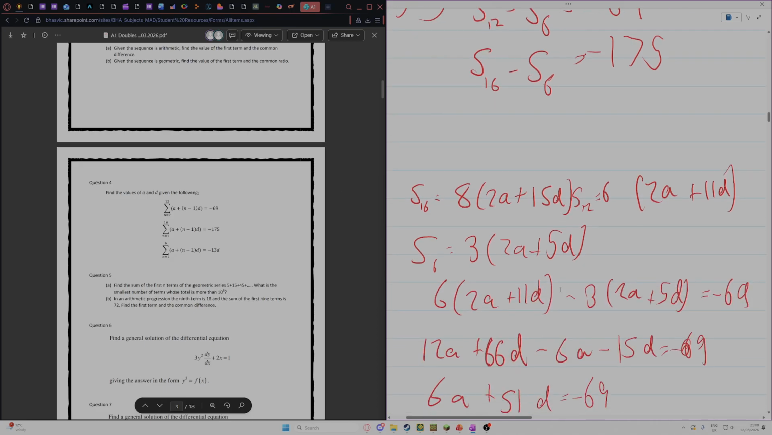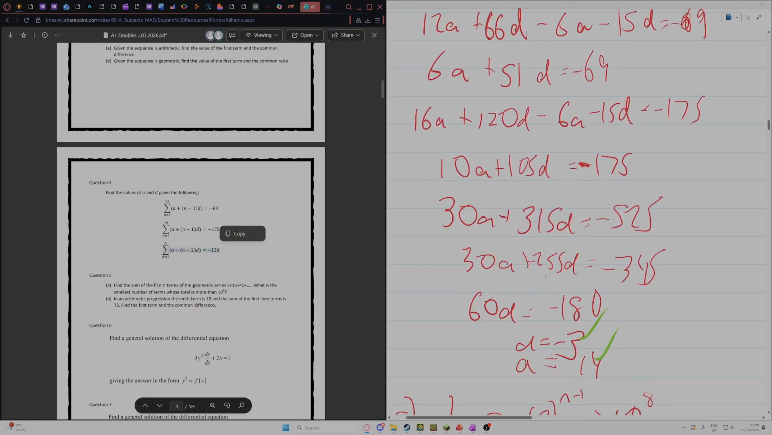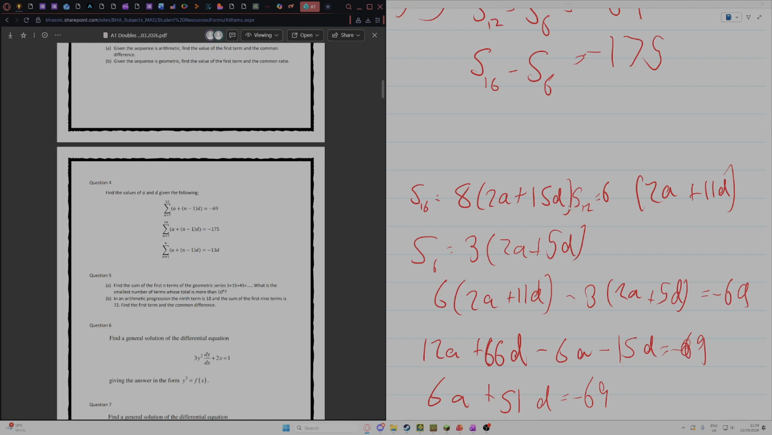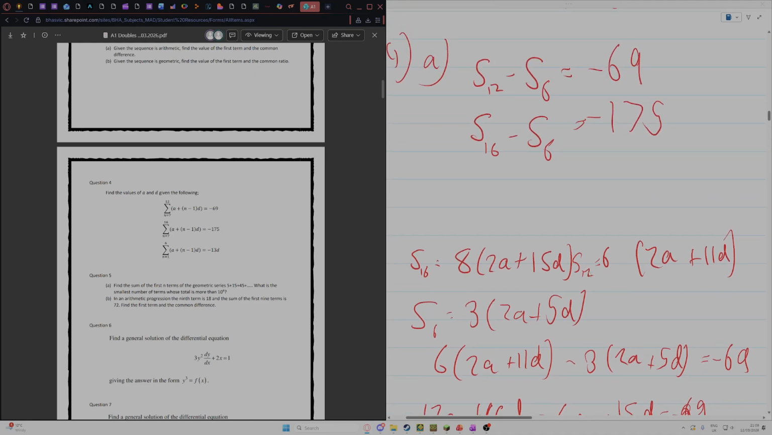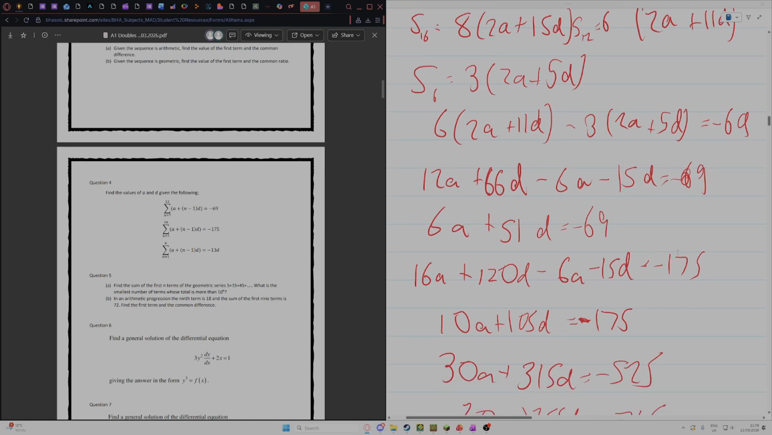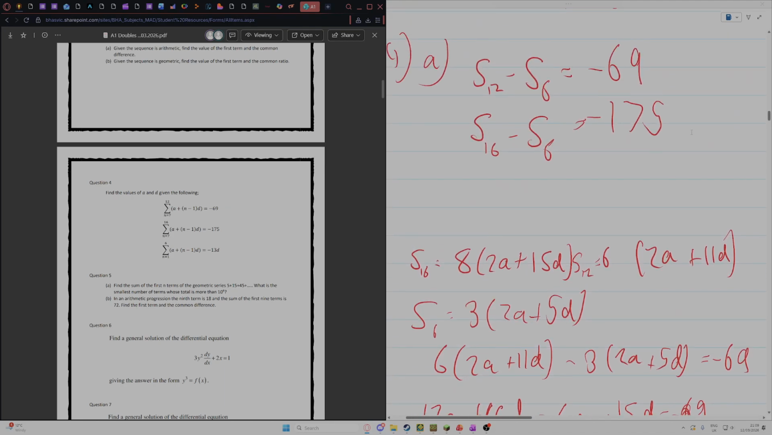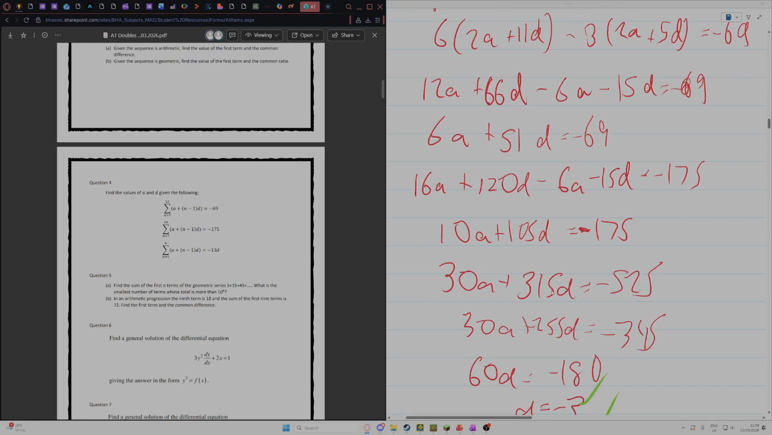Next, we have this set of equations. You actually don't need this equation. I don't know why they give it. You know that S12 minus S6 is negative 69, and S16 minus S6 is negative 175, so you can find S16, S6, and S12, and then just solve. You get simultaneous equations because you have this equation, you substitute values in, and then you get two equations that you can easily solve.